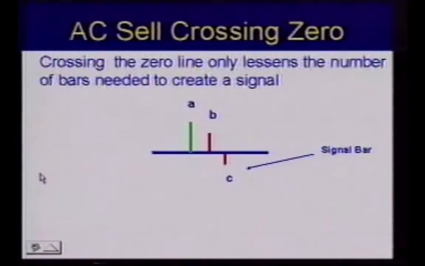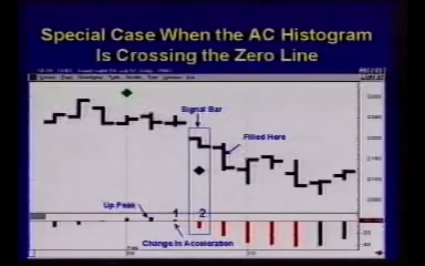And the final one would be our AC sell crossing 0. Crossing the zero line only lessens the number of bars needed to create a signal. So here we go. 1, this is our change in color. And at B, the first red bar, we would need 2 more red bars to create the sell signal. But the next bar comes out and crosses below the zero line. That is now our AC sell signal.